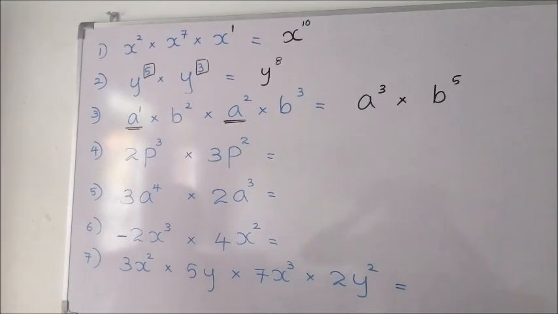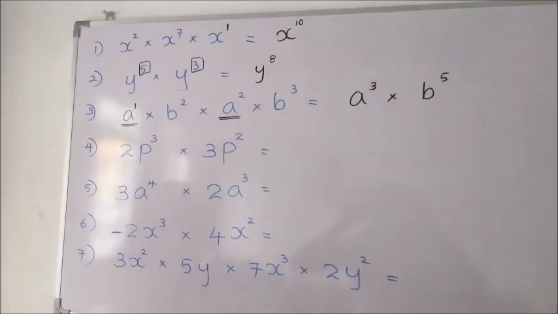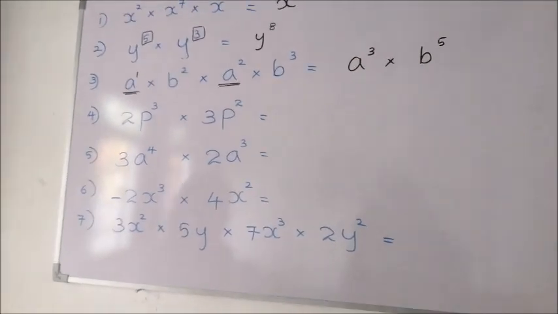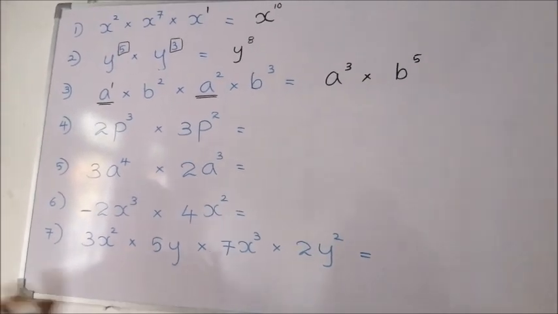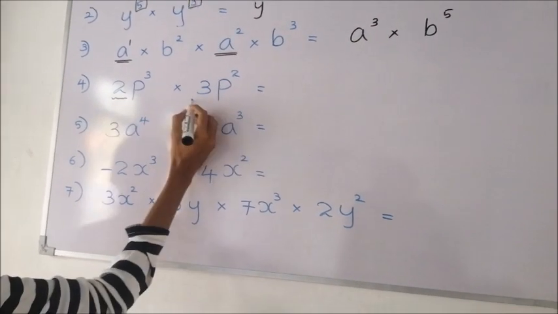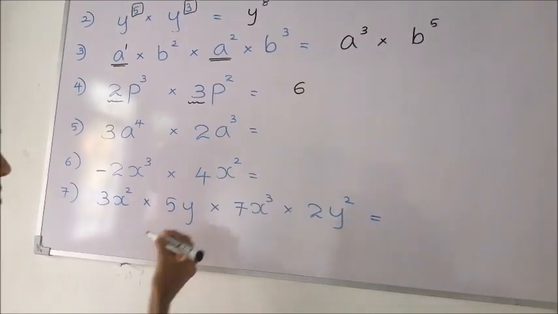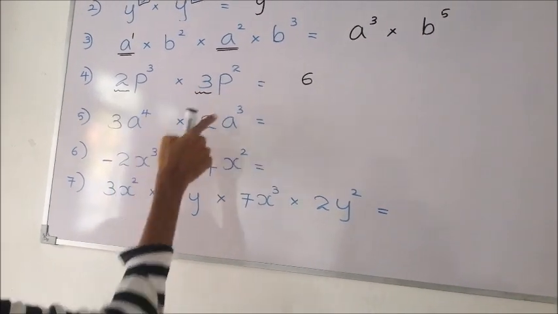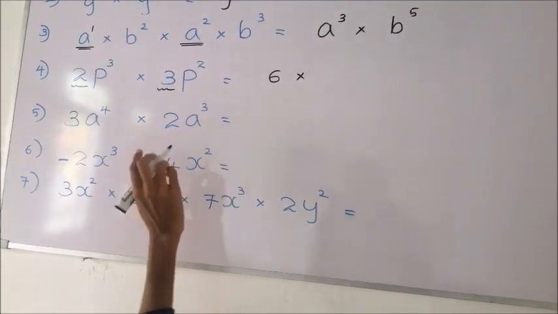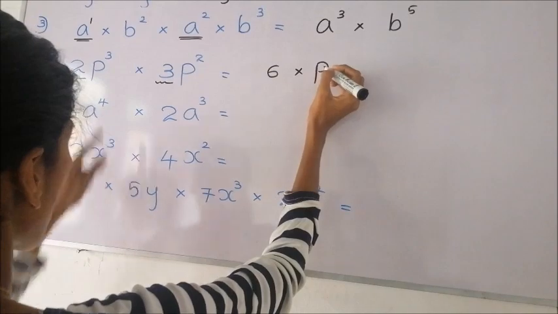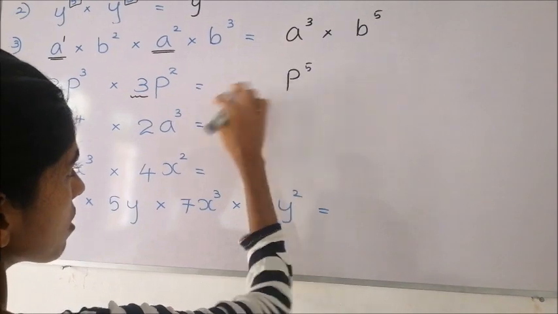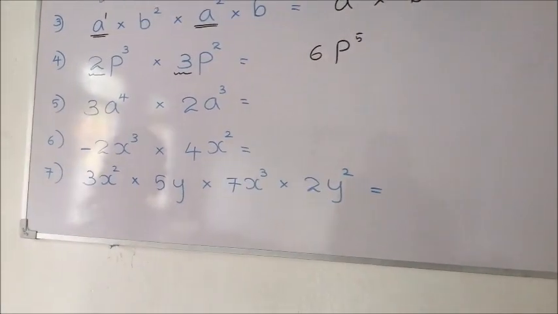Next one. We can see an additional thing here. Whole numbers can be seen, 2 and 3, and we know that they are not indices, just numbers. So we will multiply these two. 2 and 3, when we multiply, 6. 2 times 3 is 6. Now we will take the powers separately, p to the power 3 and p to the power 2. They are also connected with a multiplication mark. So p to the power, when we add these two, 5 is coming. So this can be written as 6 p to the power 5 also.